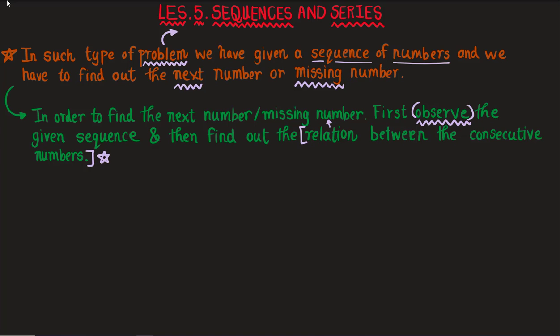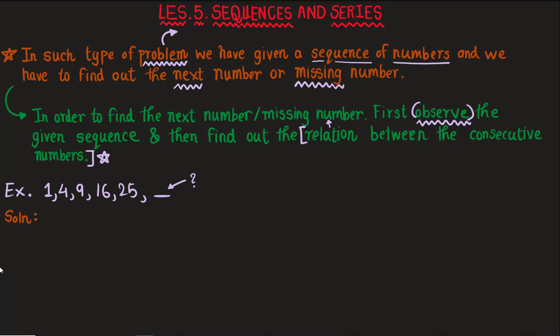I'll give you a simple example. The example would be 1 4 9 16 25, and we have to find the next number here. What would be in place of this? We have to find a relation between these. So let us write our solution here. What is the relation between the given numbers 1 4 9 16 25?